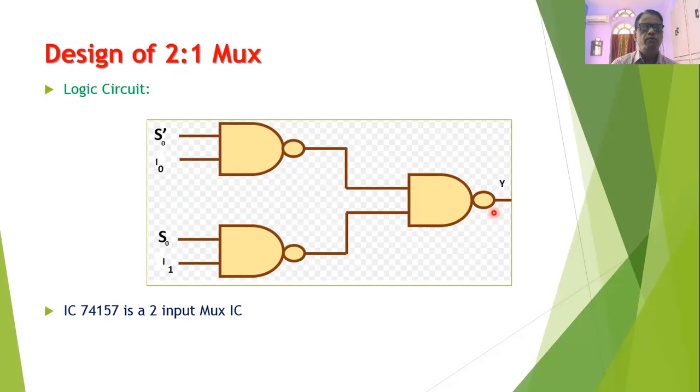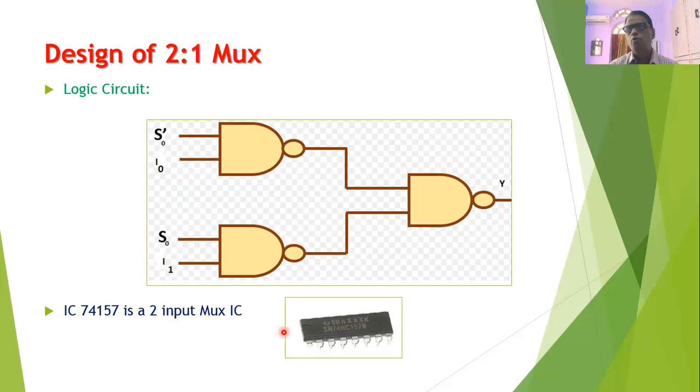IC 74157 is a popular IC, and this is a two input multiplexer IC. This IC is commonly available in the market, and one can easily purchase it. It is a low cost IC, and one can use it whenever one wants to use the 2 to 1 multiplexer in any digital circuit.